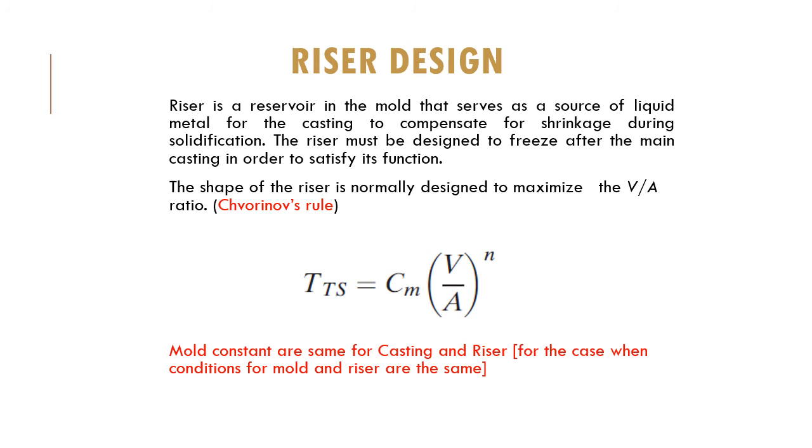So this picture shows the difference between where the internal and also external chill are placed. So a riser is a reservoir in the mold that serves as a source of liquid metal for the casting to compensate for the shrinkage during solidification.